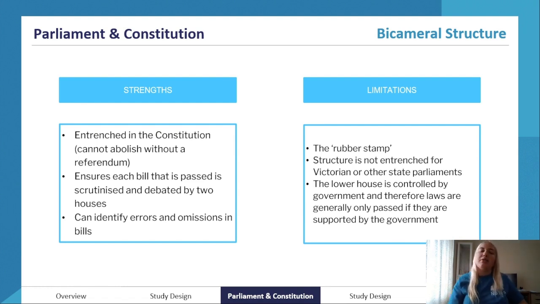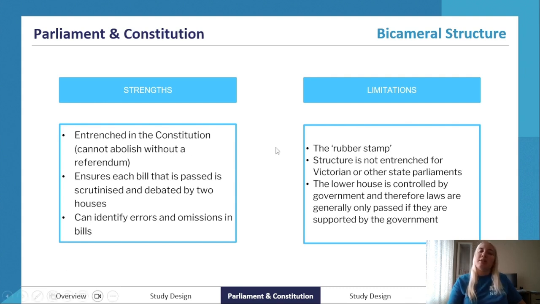Another problem is that the lower house is controlled by government, so the majority of seats are held by one party, and therefore laws will generally only be passed through the lower house if they are initiated by the government party or they're supported by the government party. So this is really problematic because that basically means any laws that are not initiated by the government or not approved by the government, so initiated by another party, but they're still beneficial laws, likely won't get approved through the lower house, and will fail because we said bills need to pass through both houses.